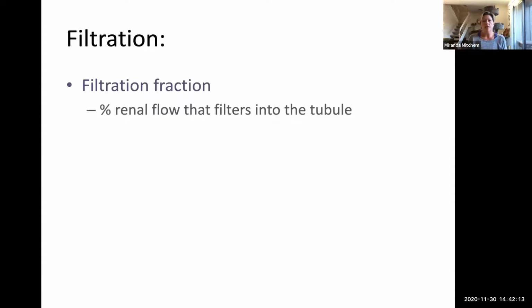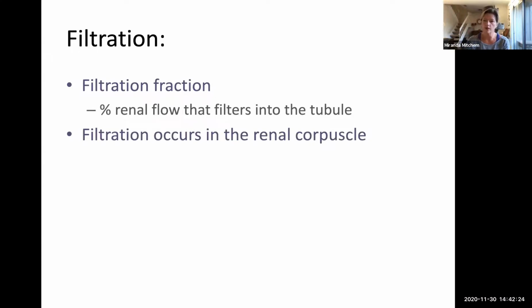So the percentage of filtrate that moves through into the tubule is the filtration fraction. And we need to consider both the blood vessels, the capillaries of the glomerulus, plus the Bowman's capsule itself, because both structures are needed in order for filtration to happen.